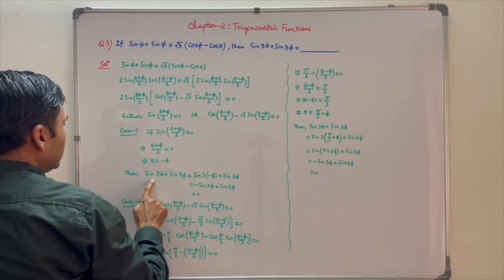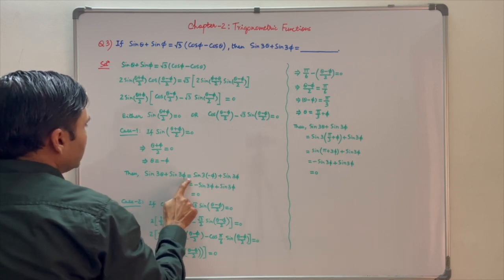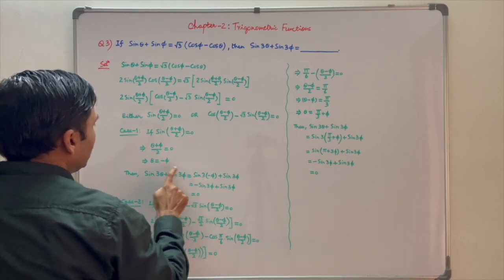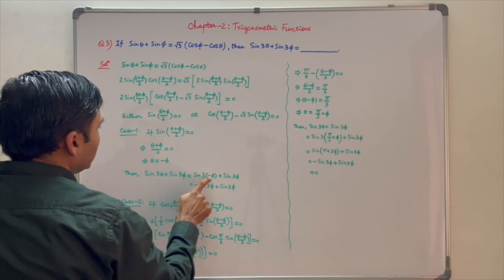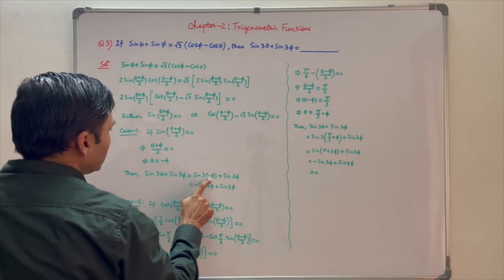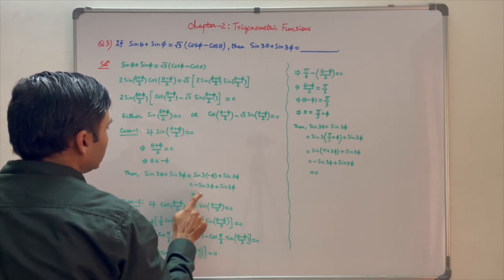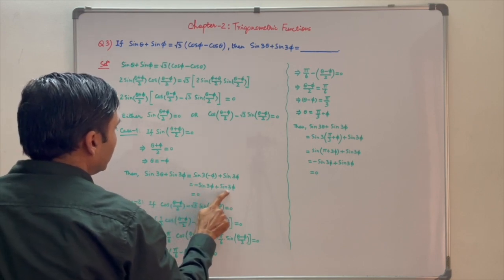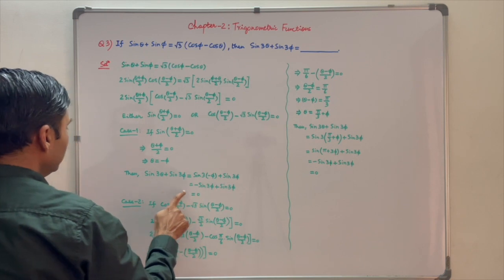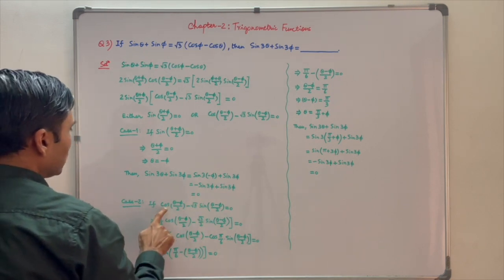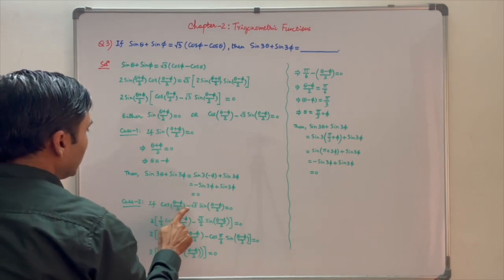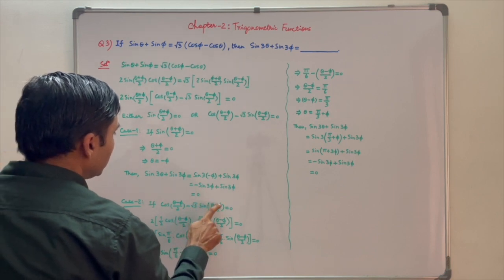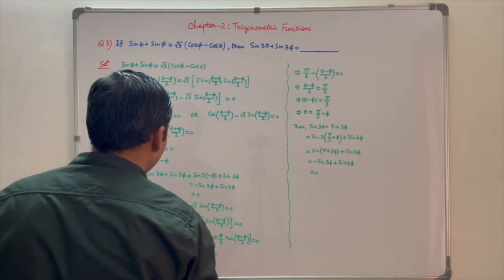So value of sin 3 theta plus sin 3 phi is equal to sin 3. Put the value of theta as minus phi. So sin of minus theta will be equal to minus sin theta. So it will be minus sin 3 phi plus sin 3 phi. That is 0. Second case, when cos (theta minus phi) by 2 minus root 3 sin (theta minus phi) by 2 is equal to 0.